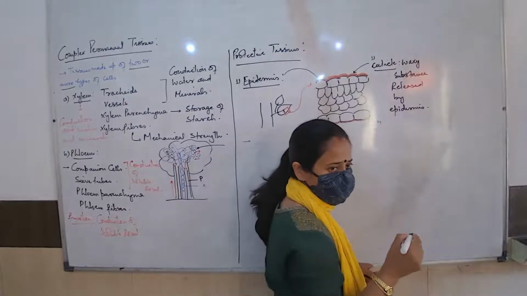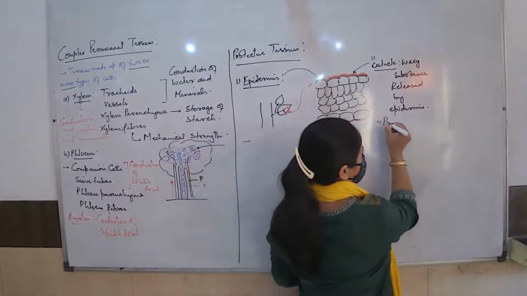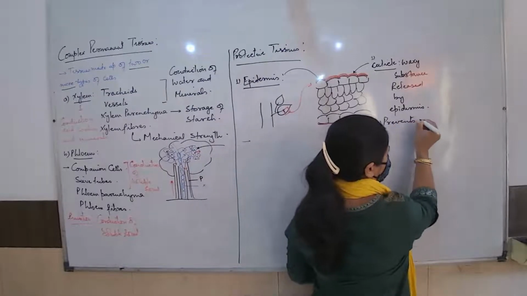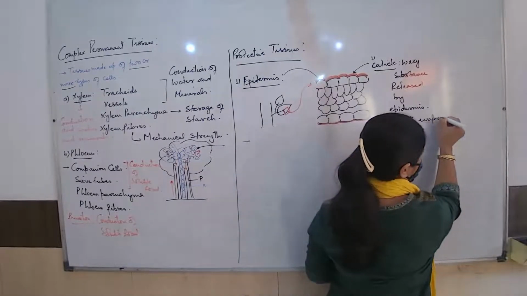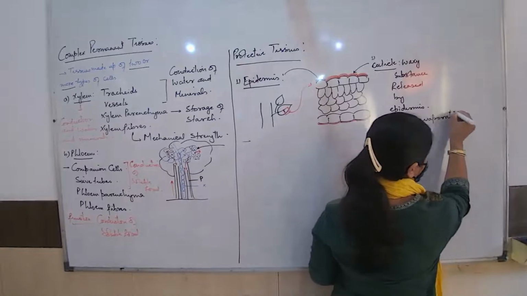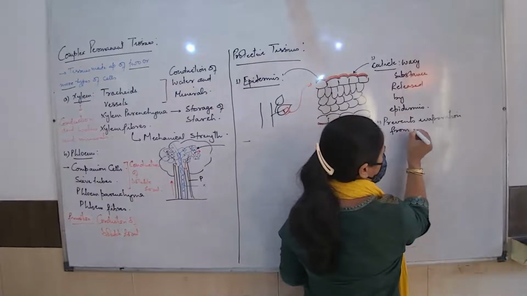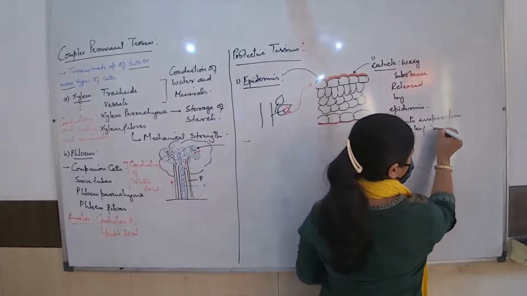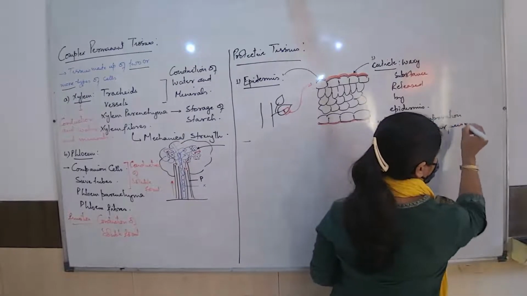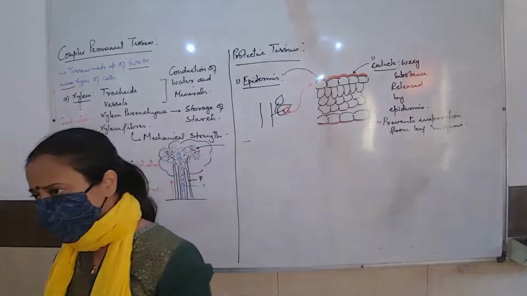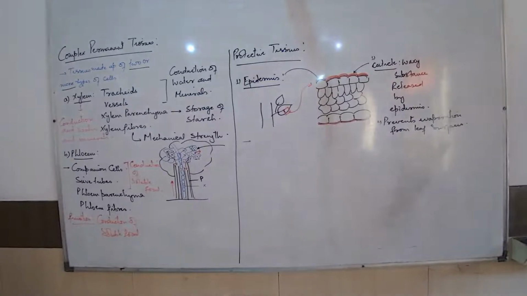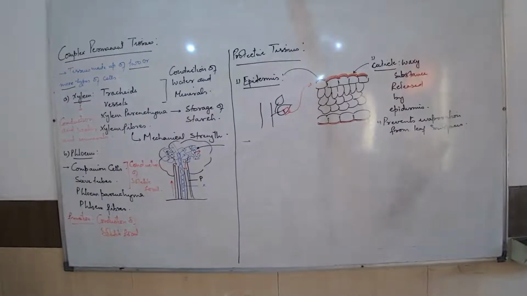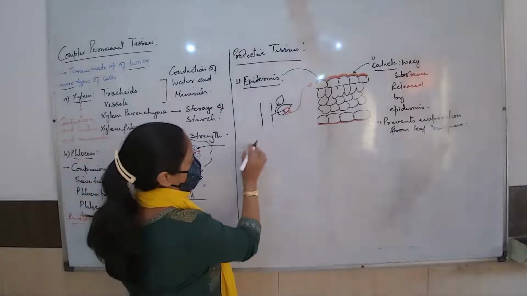And what is the second point that you will write? It prevents evaporation from the surface of the leaf. Prevents evaporation from the leaf surfaces. So if the process of evaporation is comparatively lesser, is the plant in a beneficial situation? Yes, it is. Let us now talk about the second type of tissues.